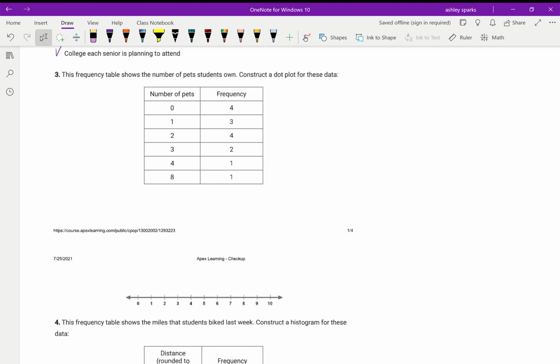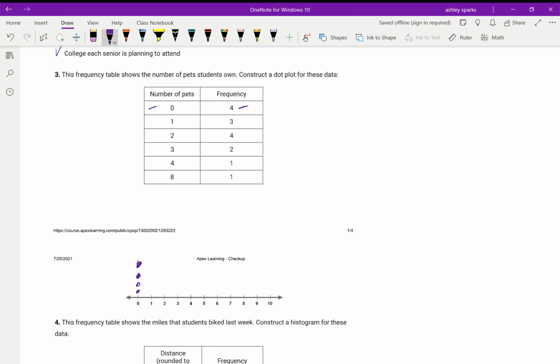Next thing we want to do is make our dot graph, our dot plot for this data. Okay, so we're given the different frequencies here for this data set, and we just want to plug in our different data. So this is our number of pets, 0, and this tells me I have a frequency, so that means how many times it happens, of 4. So at 0 I should have 1, 2, 3, 4 dots.